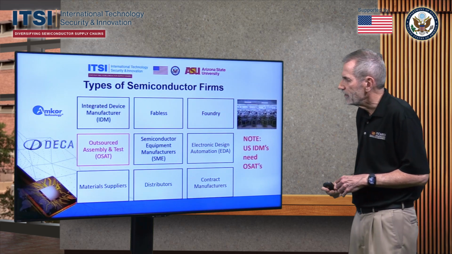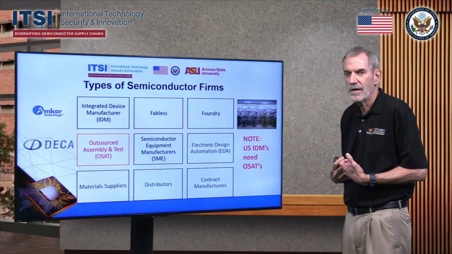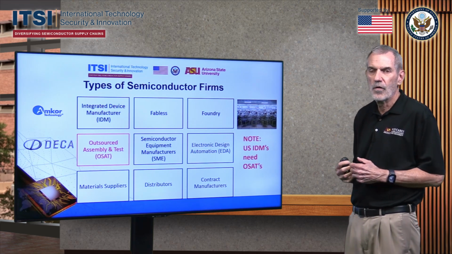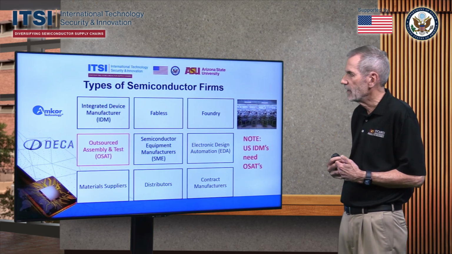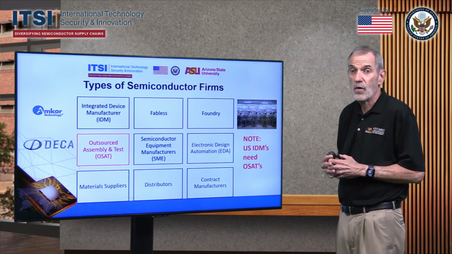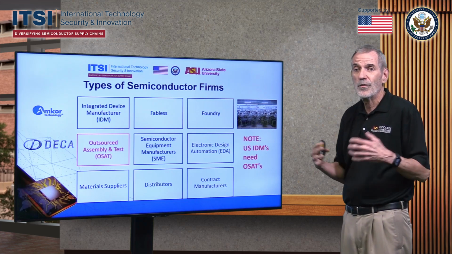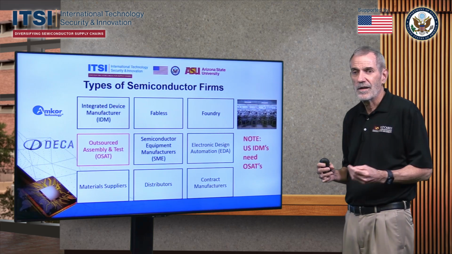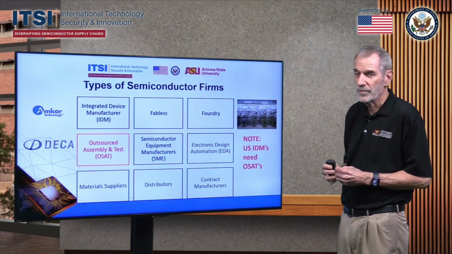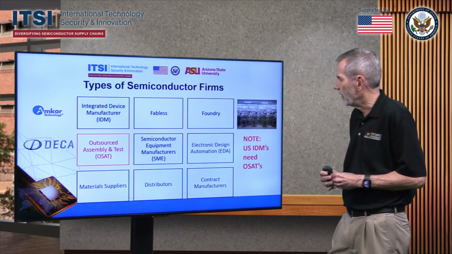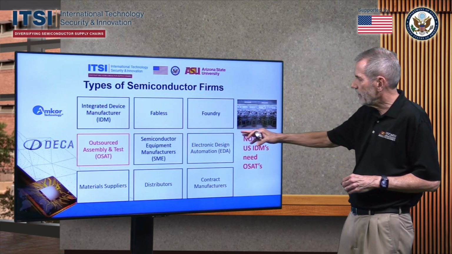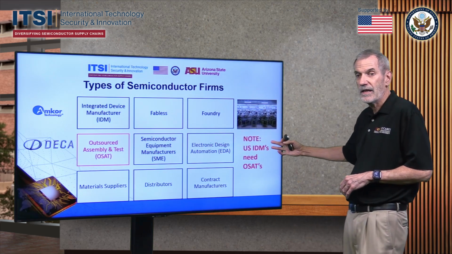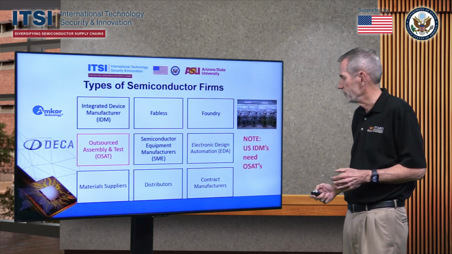In terms of OSATs, there's really very little work done in assembly and test in the United States. In fact, less than 2% of the overall assembly and test is done inside the U.S. One of the big companies, Amkor, is a U.S. company, but they do almost all their manufacturing in places like the Philippines, Korea, and other places around the world. There's also DECA, a local company here. Notice that this says assembly OSAT, but again, the U.S. IDMs also need assembly and test work done.